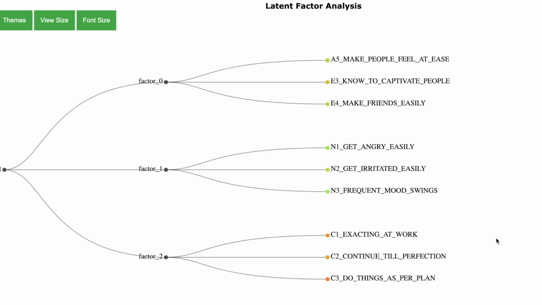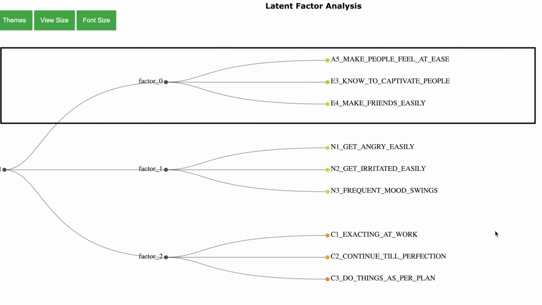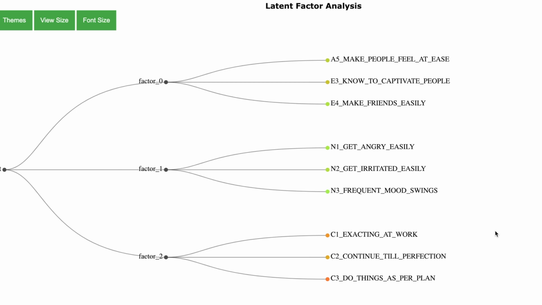So here is the result of the latent factor analysis shown as a tree diagram. On the right hand side, we see the most important personality traits in this data set. This corresponds to the columns in the data. All the personality traits are grouped under 3 groups, which correspond to the latent factors. We observe that latent factor 0 corresponds to a person who makes people feel at ease, knows how to captivate people, and can make friends easily. So this would correspond to a personality type who is friendly and a charming person.